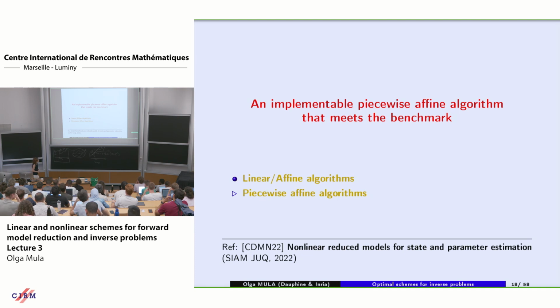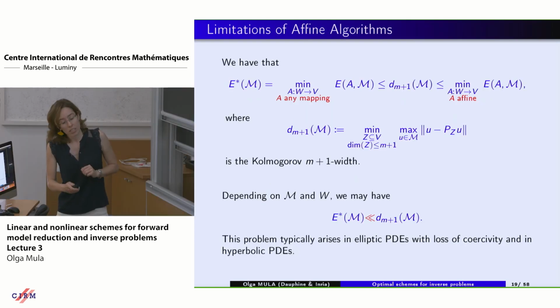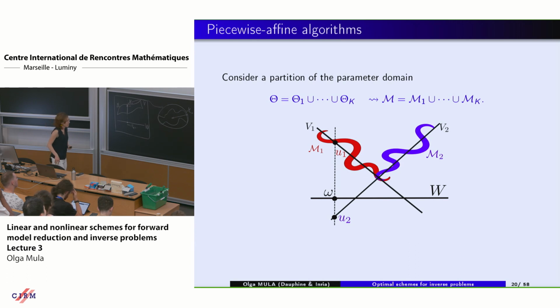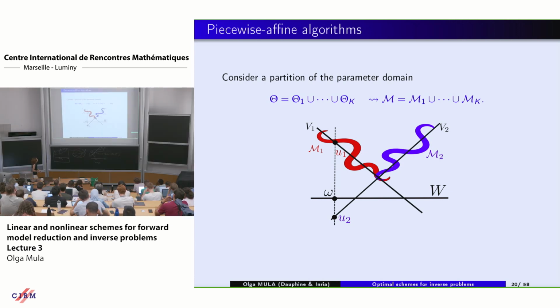So the first thing we may try to do is to go piecewise affine. By this, I mean that we are going to think again about the example of a V-shaped manifold of solutions. And what we want essentially is to find a procedure in which we make a separation of the manifold into, for example, two pieces, the red piece and the blue piece. And for each one of them, we are going to build a reduced space V1, a reduced space for the first part of the manifold, and another reduced space V2 for the second part of the manifold.